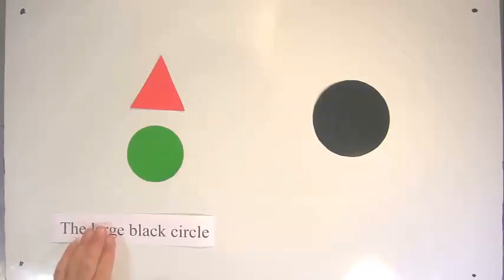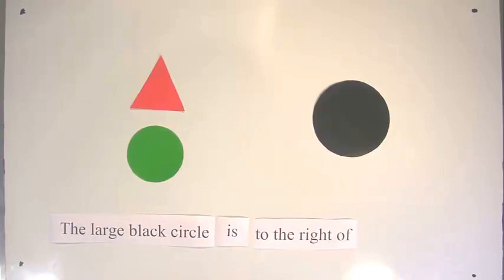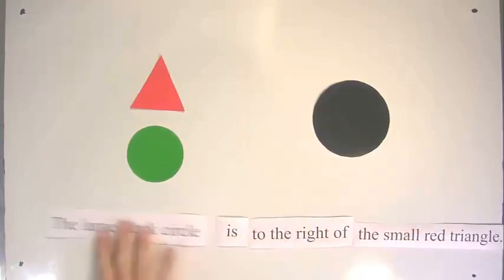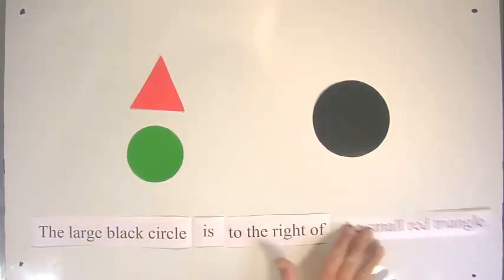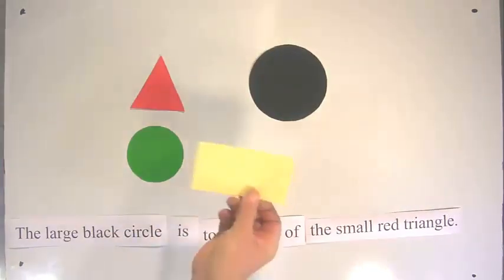The large black circle, and you know what comes next, is to the right of the small red triangle. So let's put it right there, to the right of the small red triangle.